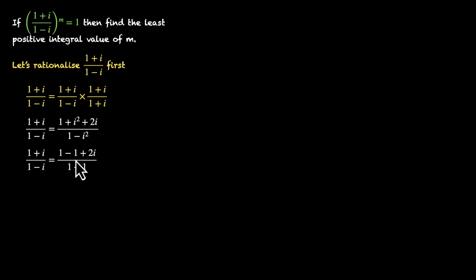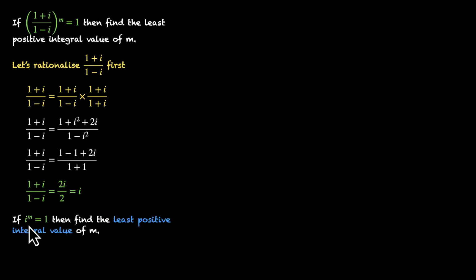This is what we have: 1 minus 1 plus 2i divided by 1 minus minus 1. So this becomes 1 plus 1. In the numerator, we have 0 plus 2i, which means 2i. And in the denominator, we have 1 plus 1, that's 2. The 2 cancels out. This becomes i. So this expression is actually i, which means we can rewrite the question.